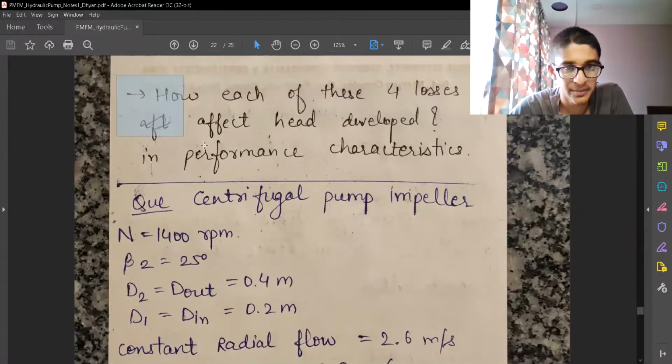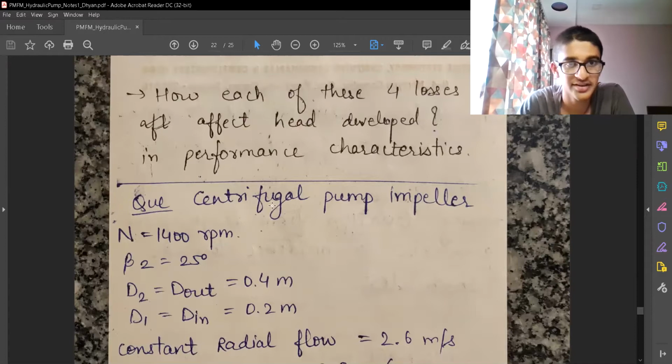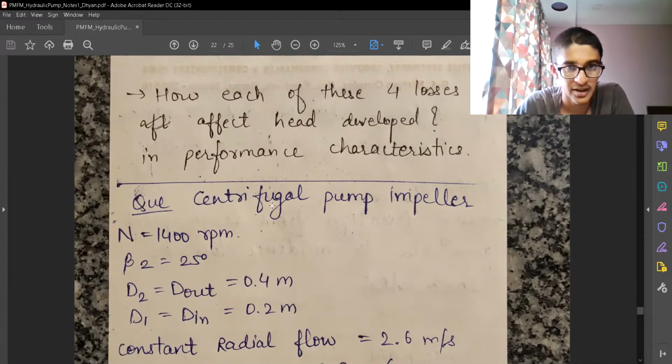So later we'll see the performance characteristic and how these four kinds of losses which we have seen, the incidence loss, slip factor loss, leakage loss, and frictional loss, are going to affect the performance characteristic.